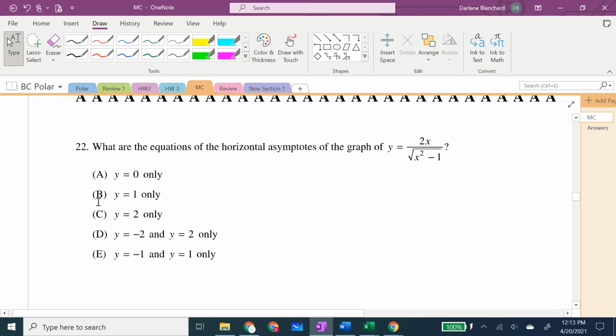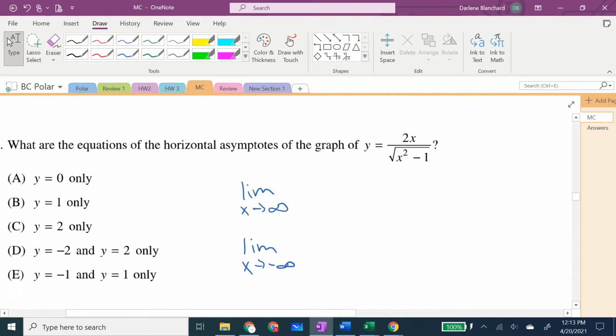Oh, this goes way, way, way, way back. Horizontal asymptotes are the result of not one limit, but 2 limits, and you need to not forget that. You need to take a moment to think about the limit as x approaches positive infinity and the limit as x approaches negative infinity of this function.